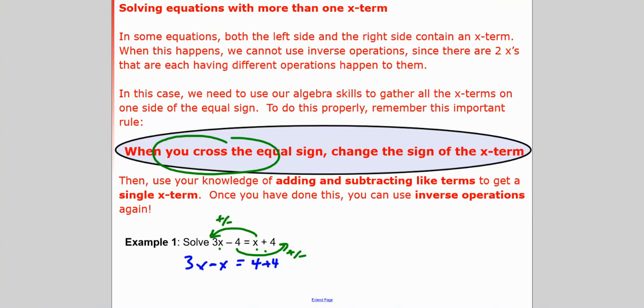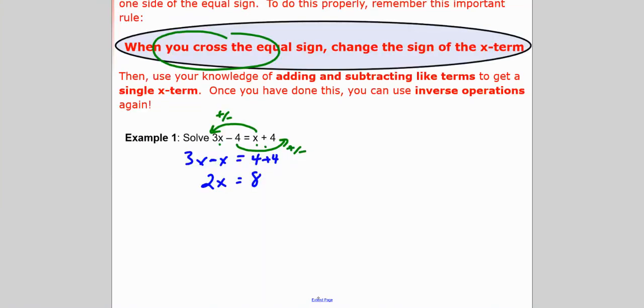Now we can combine like terms. So we have 3 minus 1 is 2x, and 4 plus 4 is 8. And obviously what we need to do now, we finally see it as a one-step equation, and we can do our inverse operations. So what's happening here is x is being multiplied by 2, so we want to divide by 2. So x is going to be 4.